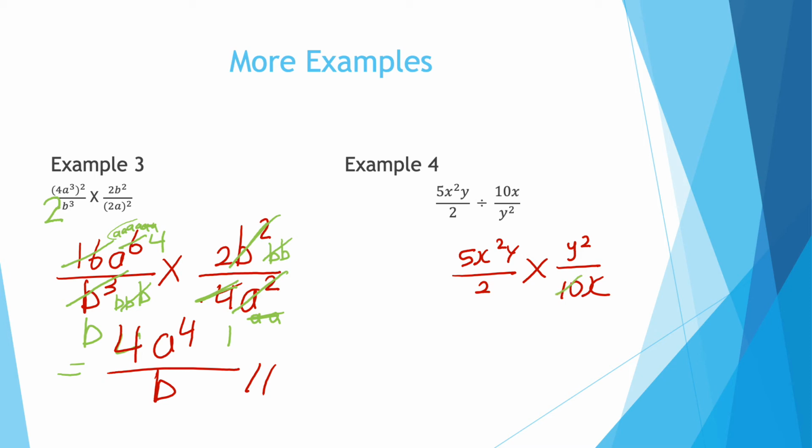So I've got this 10, give me with the 5. So that's 2, that's 1. I don't have anything to cancel out with the y because there's a multiplication, but I can cancel out this x with that x. So I've only one x left because that's one x, that's two x's. Now I can multiply. So 1x times y squared is x y squared over 2 times 2 is 4. And that's your final answer.